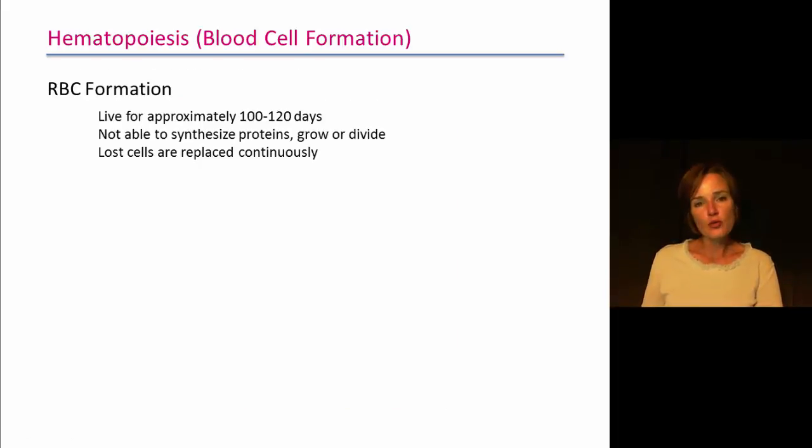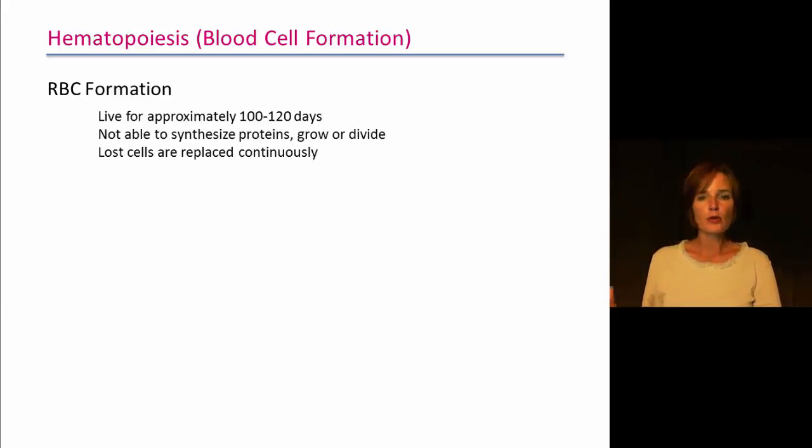If we look specifically at red blood cell formation, red blood cells live for approximately 100 to 120 days. Since they only live for a few months, they definitely have to be continuously produced. Since they are anucleate cells, cells that don't have a nucleus, they're not able to synthesize proteins, they can't grow, and they can't divide, so a single red blood cell cannot produce additional red blood cells. And for that reason, we have to go back to the hematopoiesis process, that red bone marrow, if we need to produce new red blood cells.